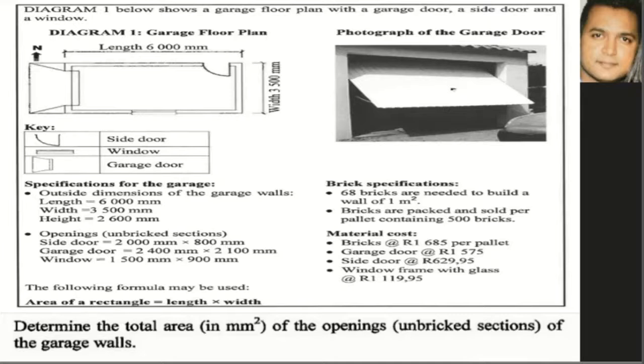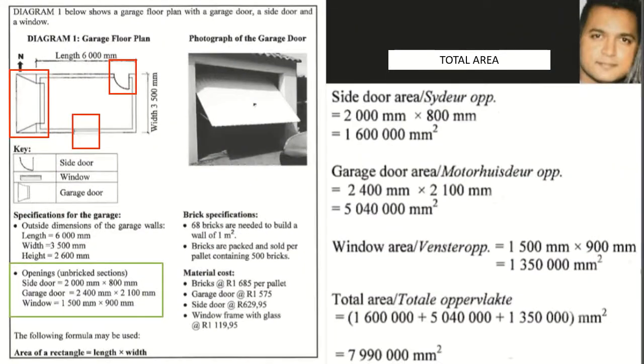Determine the total area in millimeters squared of the openings, the unbricked sections of the garage walls. So there are 3 items that are unbricked sections, which would be the side door, the garage door, and the window, as indicated by the red squares on the diagram. And also we need to calculate the total area. The total area means that we need to know the length and breadth of each of these different items on the drawing.